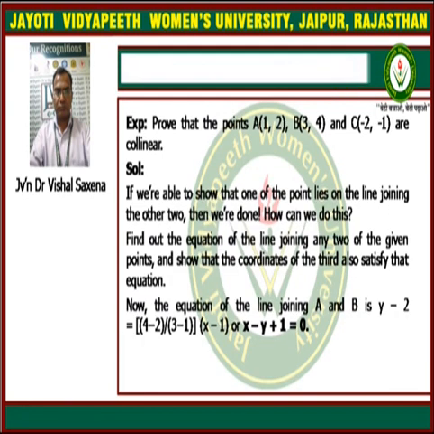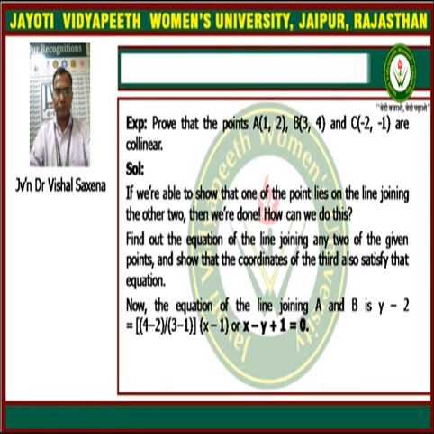Now we take one more example to understand this better. The question is asked in this way: prove that the points A, B and C with the given coordinates 1, 2, 3, 4 and minus 2, minus 1 are collinear points.